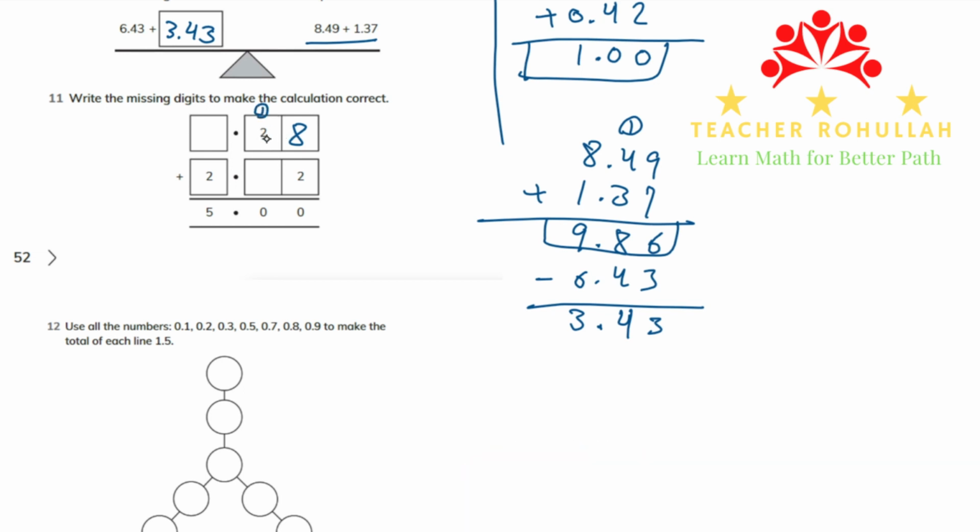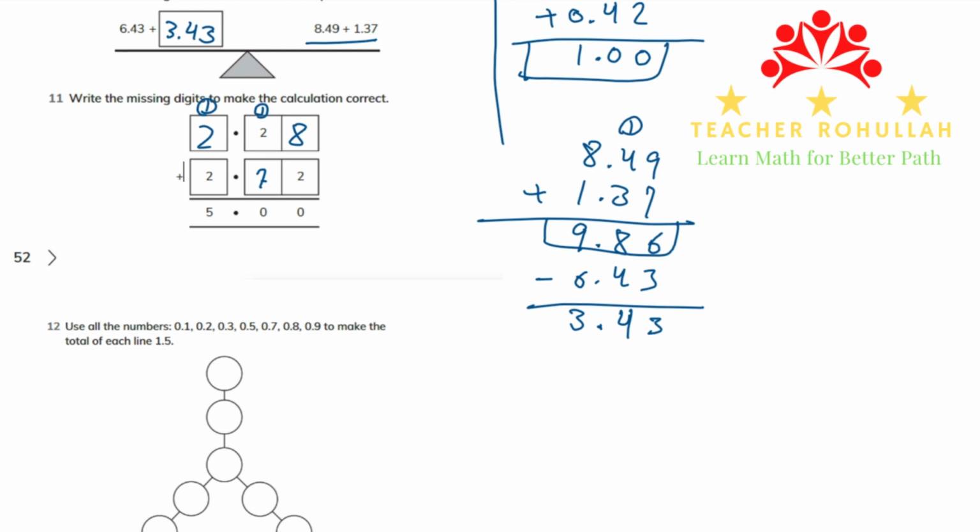1 plus 2 is 3, and 3 plus 7 over here gives us 10. Again, 0 we write here and carry 1 above the ones place. The answer that we should find should be 5. 1 plus 2 is 3, and 3 plus another 2 gives us 5. Now, 2 plus 2 is 4, and 4 plus 1 is 5. So we are done with the missing parts of question 11 as well.